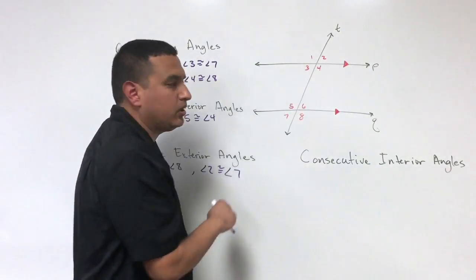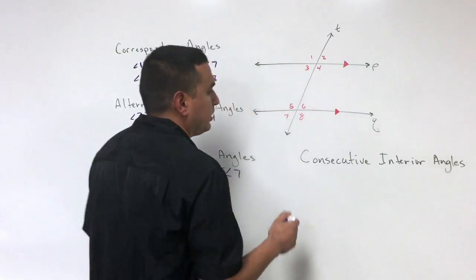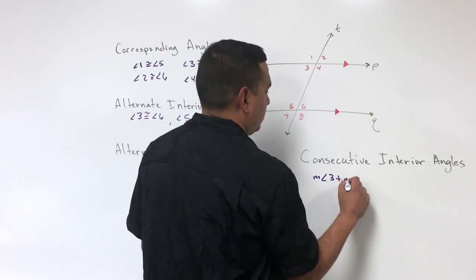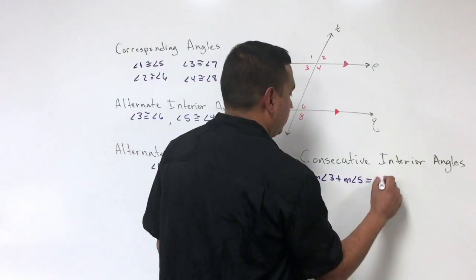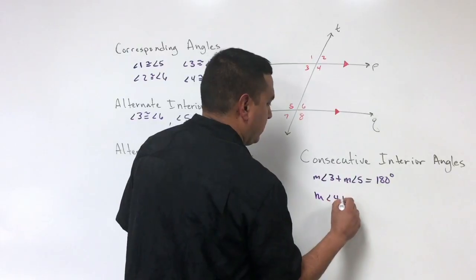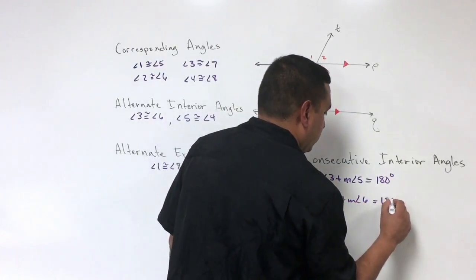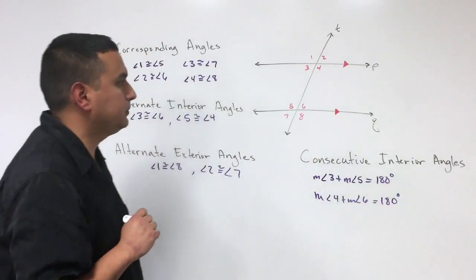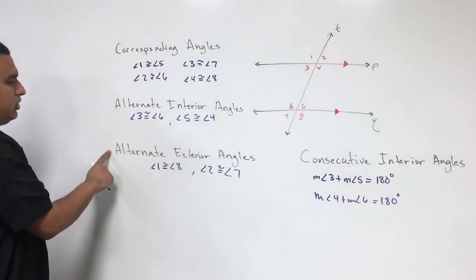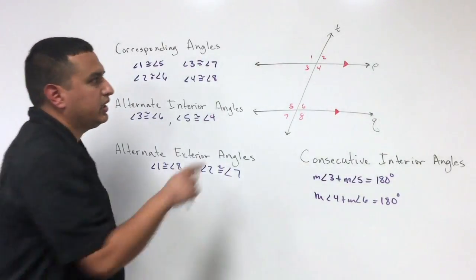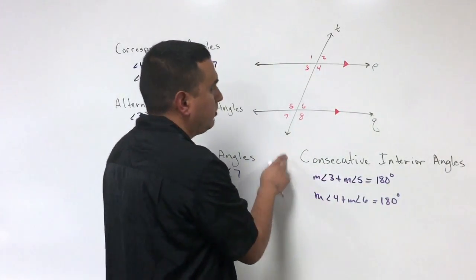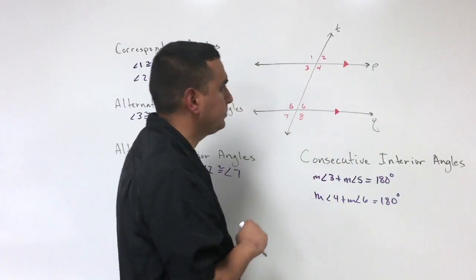Now the consecutive interior angles are going to be supplementary. So the measure of angle 3 plus the measure of angle 5 would equal 180 degrees. Then on the other side, the measure of angle 4 plus the measure of angle 6 would also be 180 degrees. Okay. So, as a review, corresponding, alternate interior, and alternate exterior angles would be congruent if you have two parallel lines cut by a transversal. Consecutive interior angles with parallel lines are supplementary.